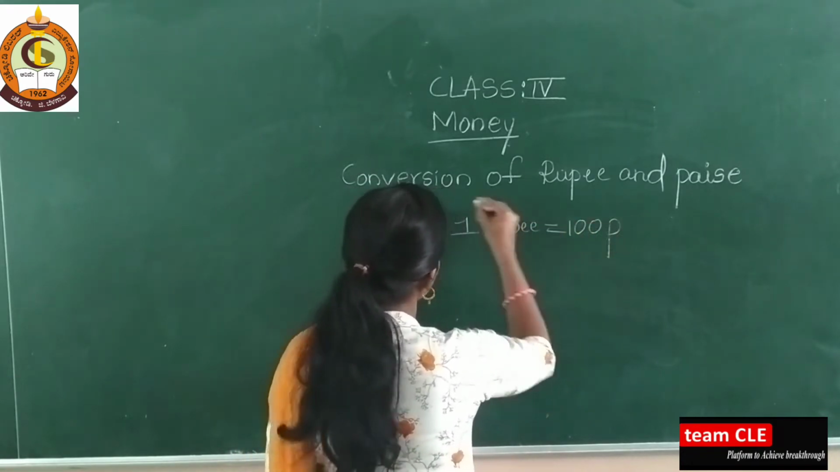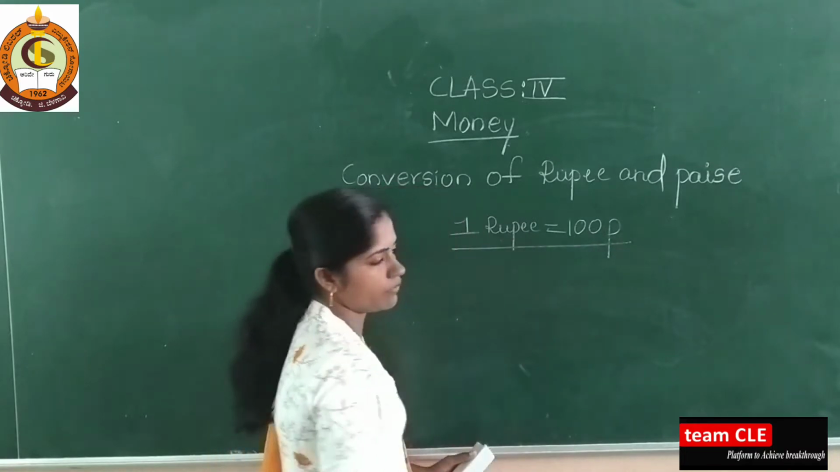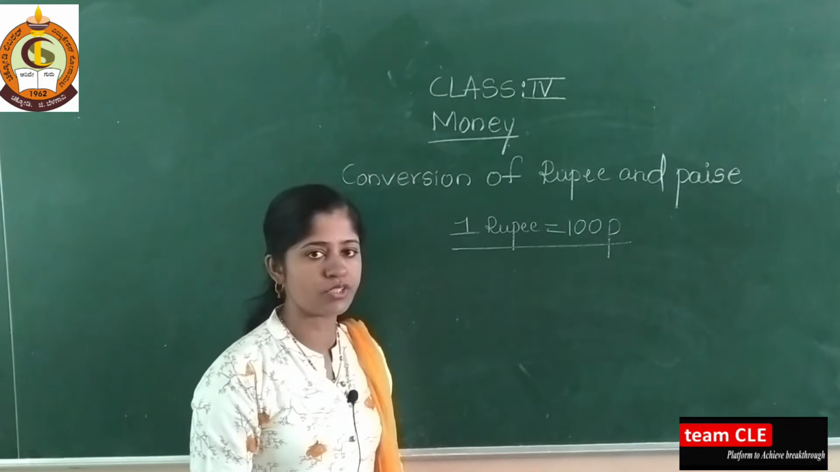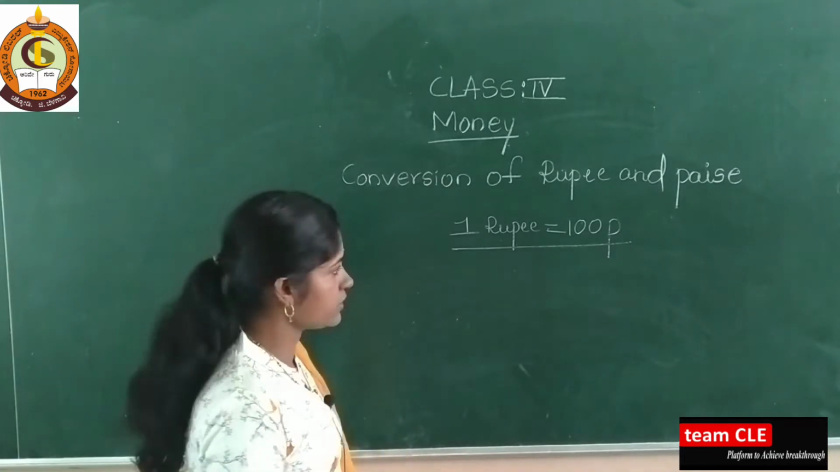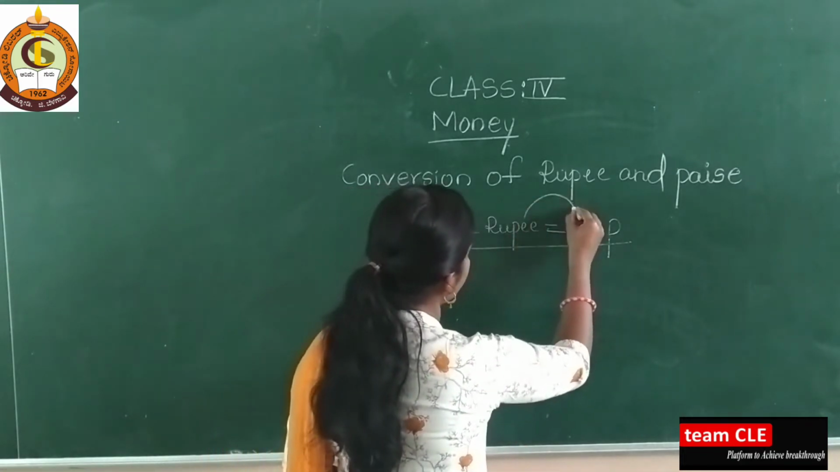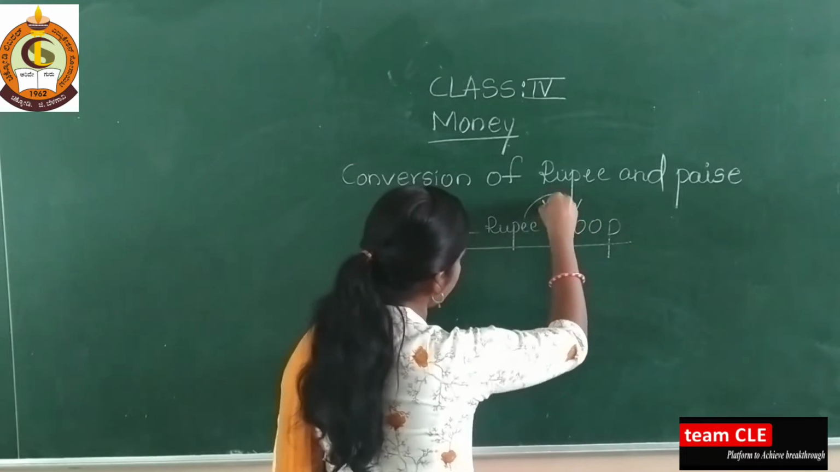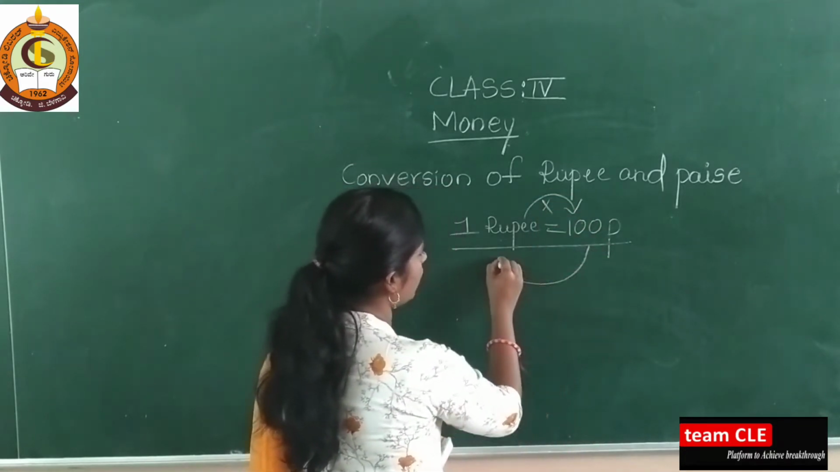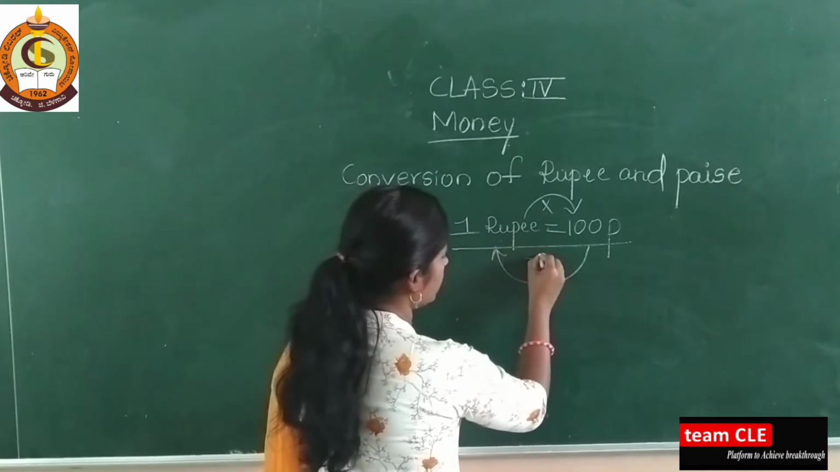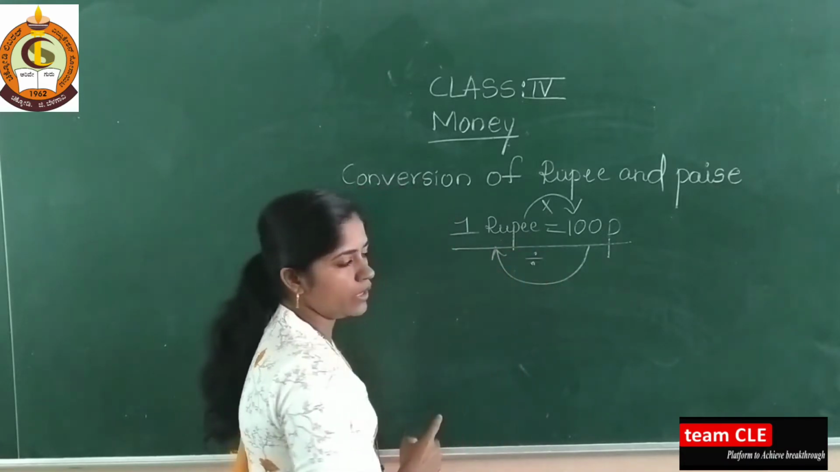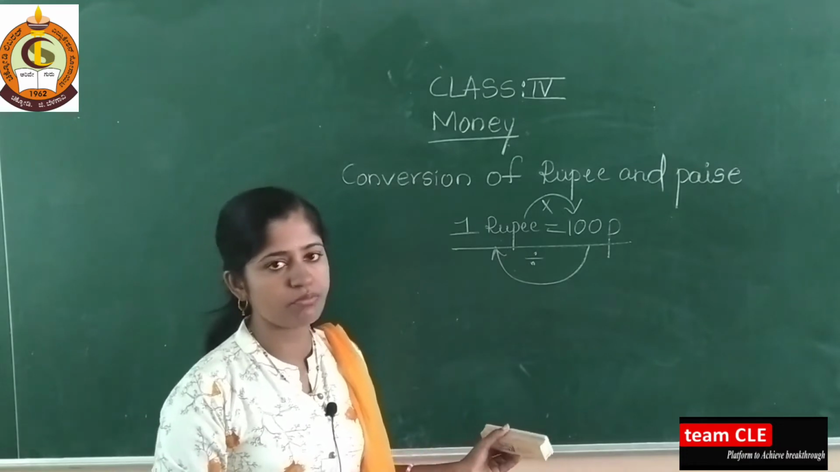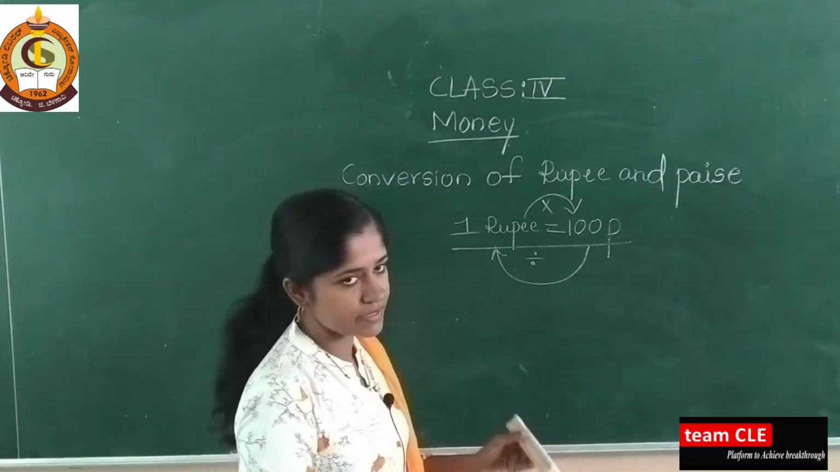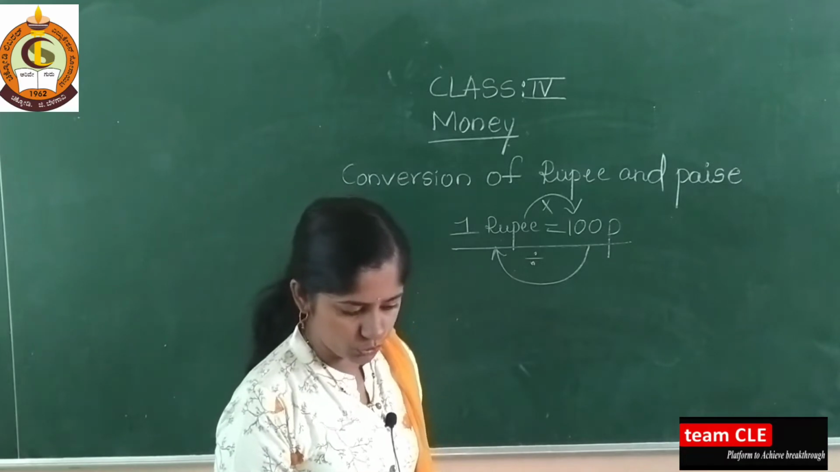100 paise. For conversion, this is very important. Already I taught this when I was teaching metric measurements: when you are converting a bigger unit to a smaller unit, you need to multiply, and when you are converting a smaller unit to a bigger unit, you need to divide. This should be in your mind. This is very important when you are converting rupees to paise and paise to rupees.